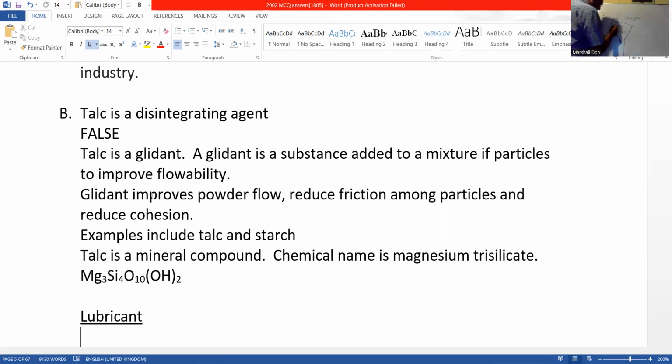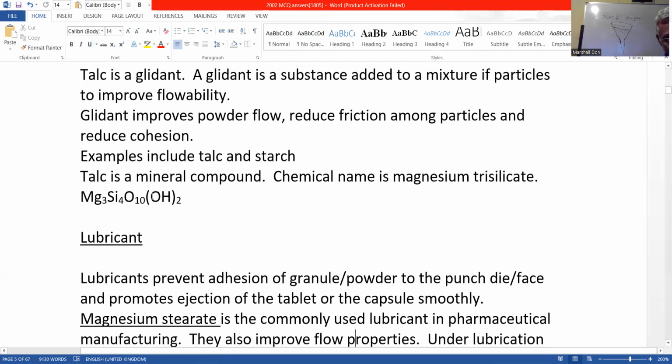So if this is not flowing easily, then it will not give the proper flow to make the tablet. So to improve the flow property, we use a glidant, that is actually talc. We use it for the flow property. Lubricant is also used in tablet manufacturing.